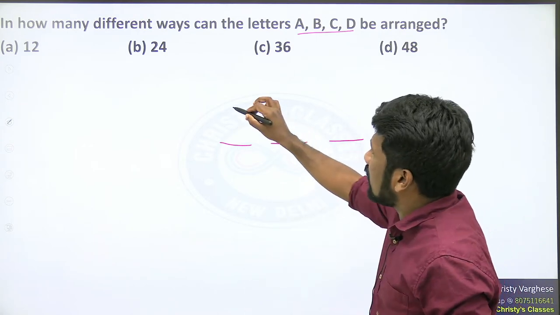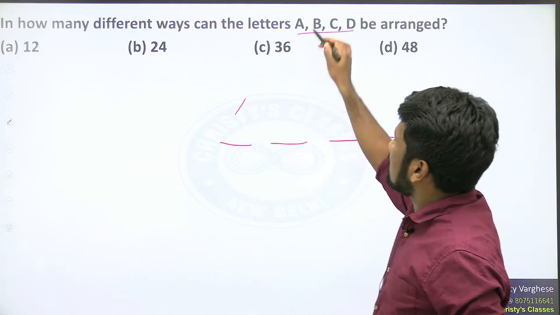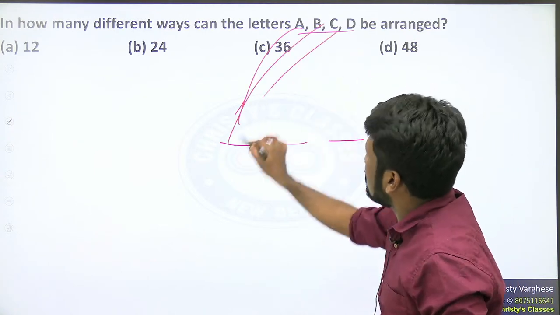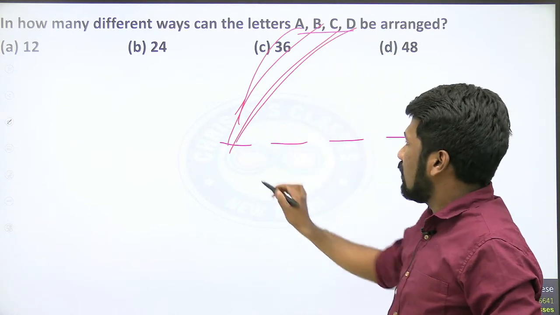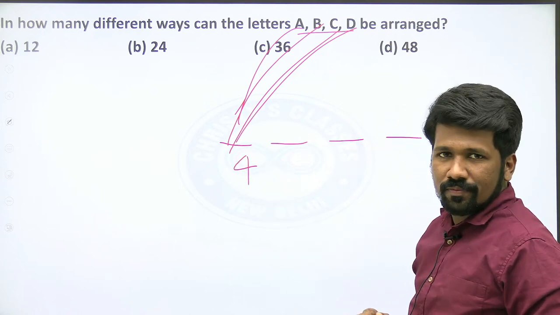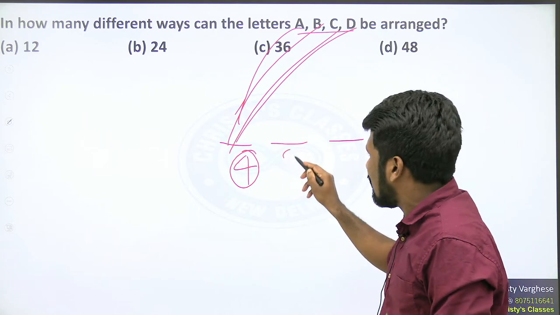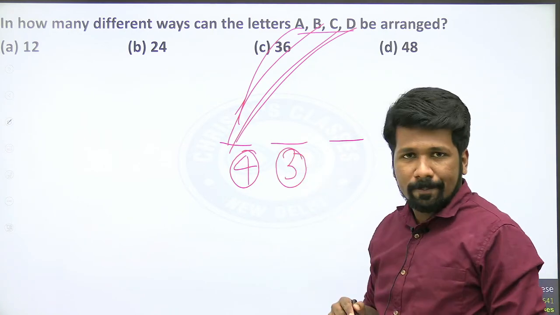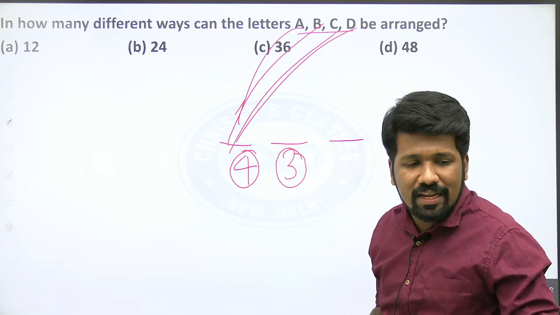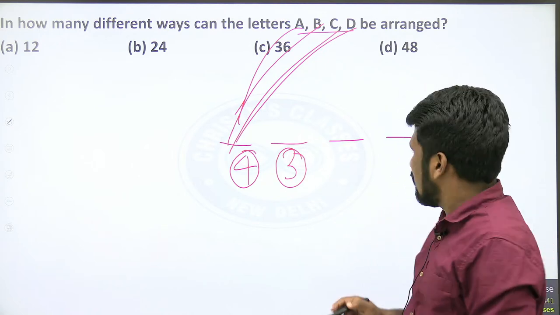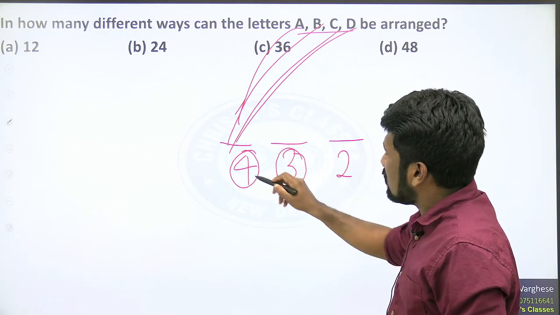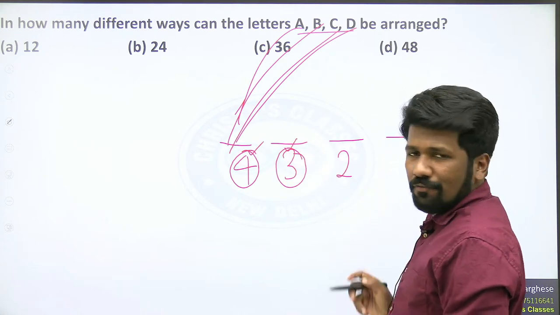First position kitna tarike se fill kar sakta hai? A se fill kar sakta hai, B se fill kar sakta hai, C se fill kar sakta hai, D se bhi fill kar sakta hai. So there are 4 ways to do that. Now whichever letter you fixed here cannot be used anymore. So definitely 3 ways are there to fill the second one. The remaining 3 letters, any letter can be fixed. Then 2 ways, because the letters used earlier cannot be fixed here.